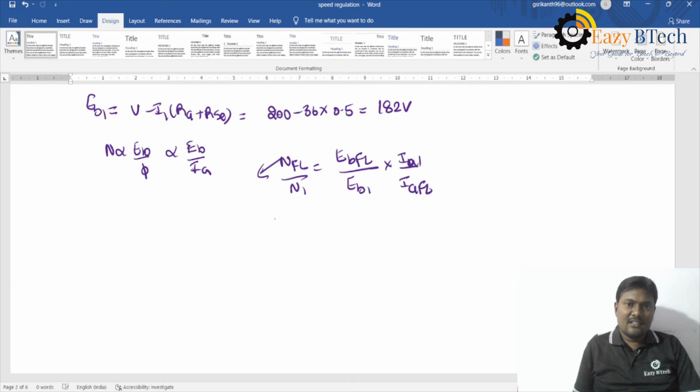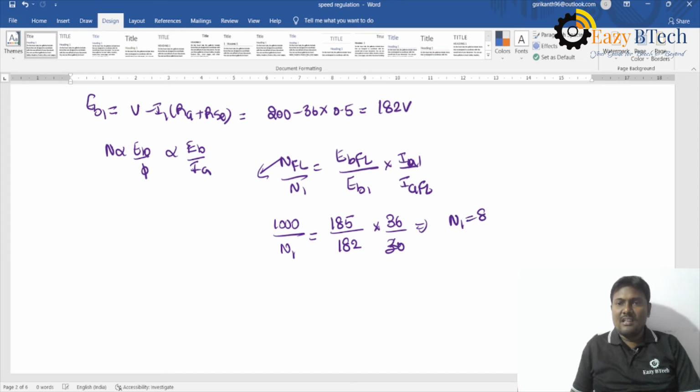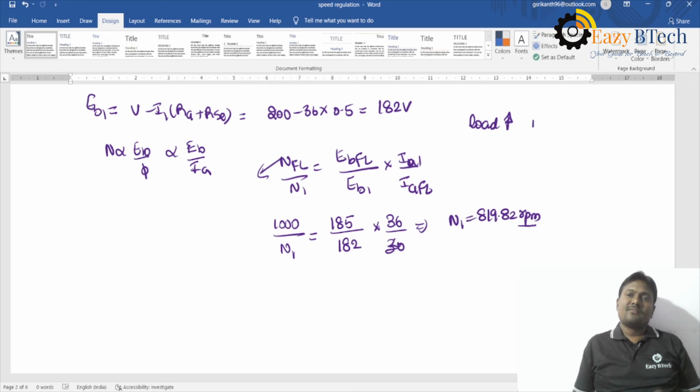Full load speed is 1000. Now I want to calculate the N1. So EB full load is 185 and EB1 is 182 into 36 is the IA1, 30 is IA full load. Then from this I got it as 819.82 RPM.